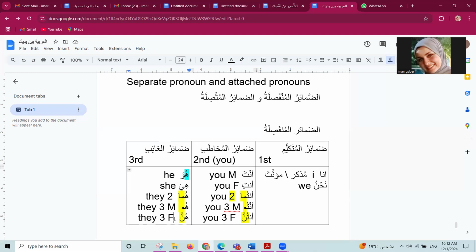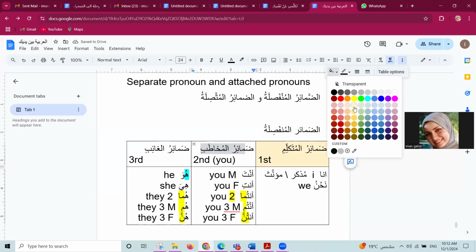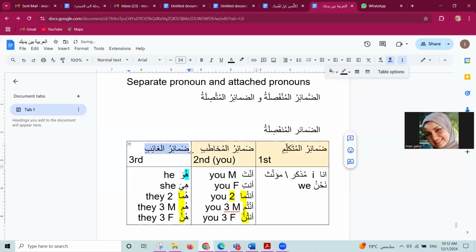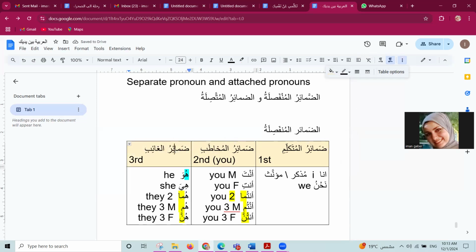ضمائر المتكلم, we started with ضمائر المتكلم, which means the speaker or the first person pronouns. And then ضمائر المخاطب, which is the second person pronouns or the addressee pronouns. And ضمائر الغائب, which means the third person pronouns or the absent pronouns. ضمائر المتكلم، ضمائر المخاطب، وضمائر الغائب. These are the ضمائر المنفصلة, the separate pronouns in Arabic.